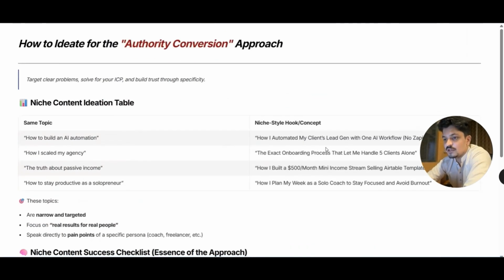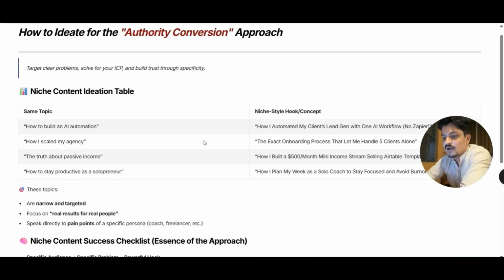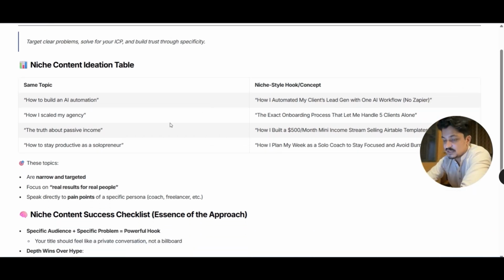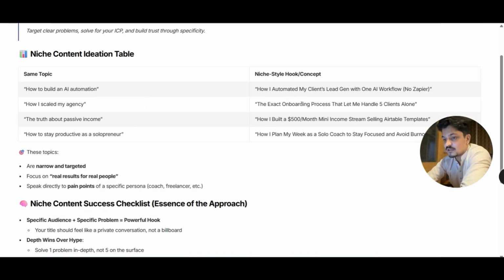Now, as for the authority conversion approach, right? How to ideate for the authority conversion approach? You have to keep in mind that you are creating content for a specific audience. Keep that ICP in your mind, as you are actually solving a problem for them in one video. One problem per video. Now, if I have to show you some random topics, and these are the same topics we've used in the broader approach, in the broader ideation, and we got the same topics, and now we are going to basically turn these topics into niche style hooks and concepts, ideas actually.